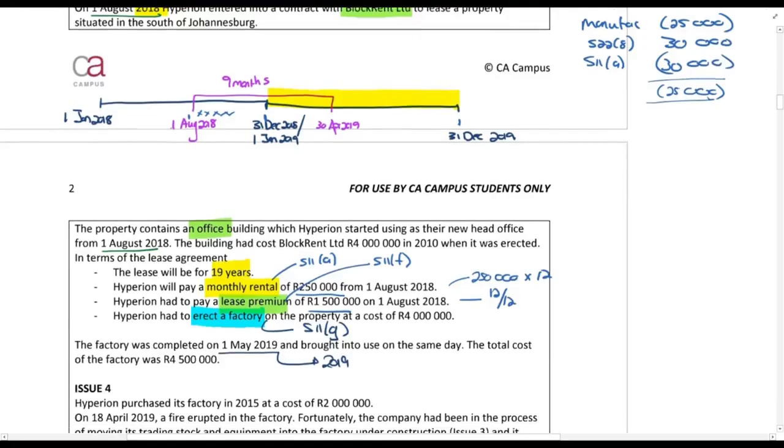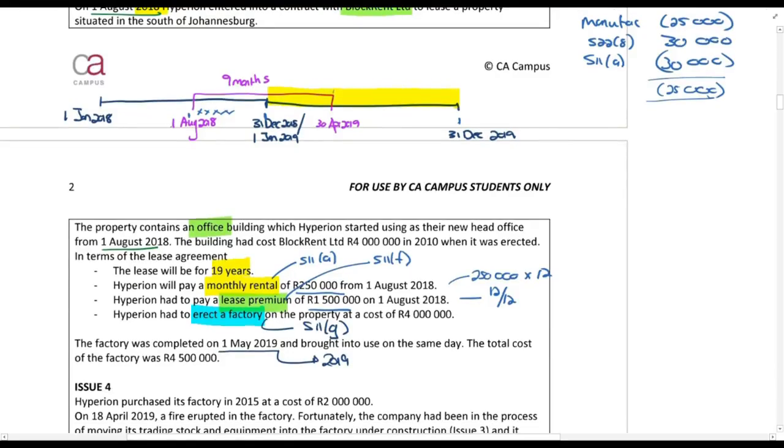But the leasehold improvement is a bit of a different story. The leasehold improvement is only here from the 1st of May. So 1st of May until the 31st of December. So January, February, March and April have passed. So this is for 8 months. So this leasehold improvement here, we will do 8 over 12. Okay, and 9 months have expired.